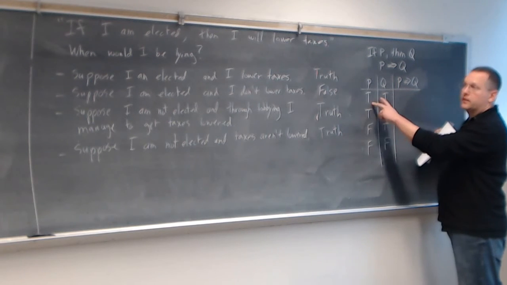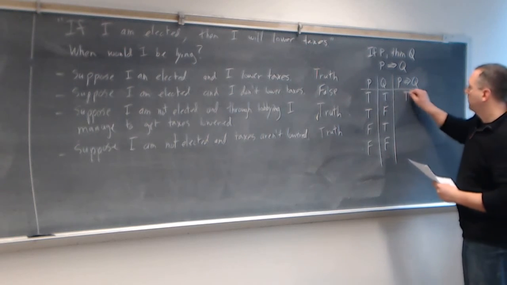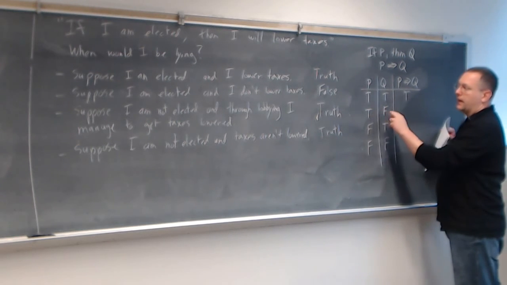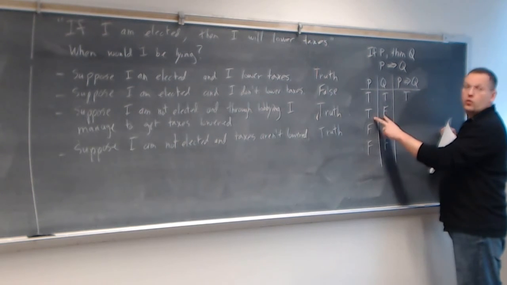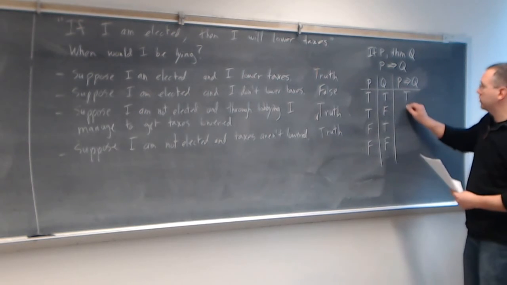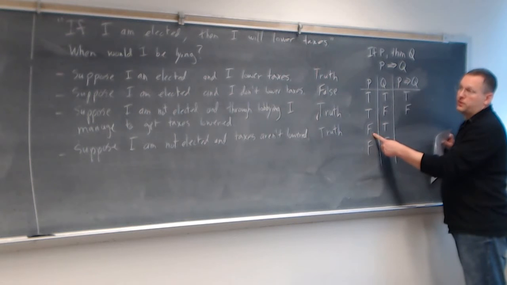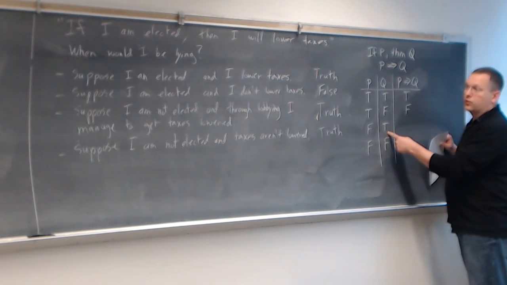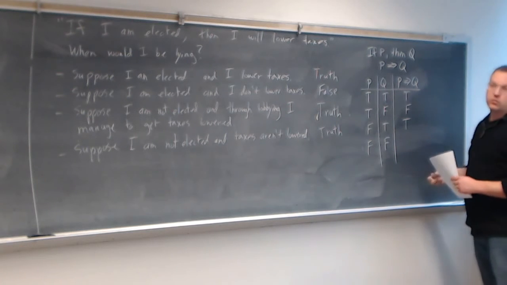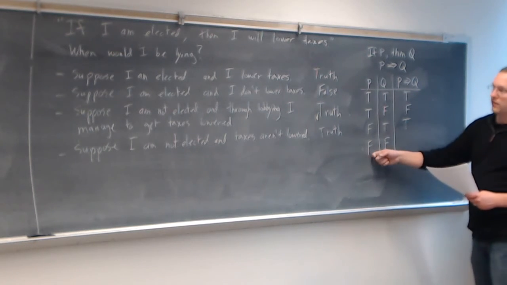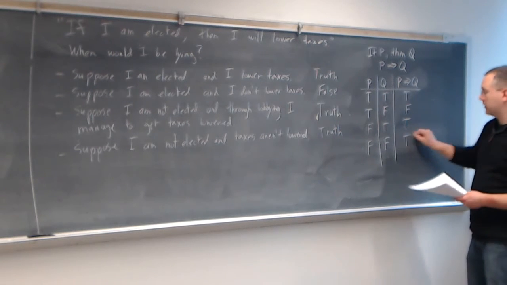True, true is I am elected, I will lower taxes. So P implies Q is true. I am elected and I do not lower taxes. That's false. So P implies Q would be false. I'm not elected, so P is false. But through lobbying, I lower taxes, so Q is true. Well, my original statement is still true. I'm not elected, taxes are not lowered, so both statements are false. My original campaign promise is actually still true.